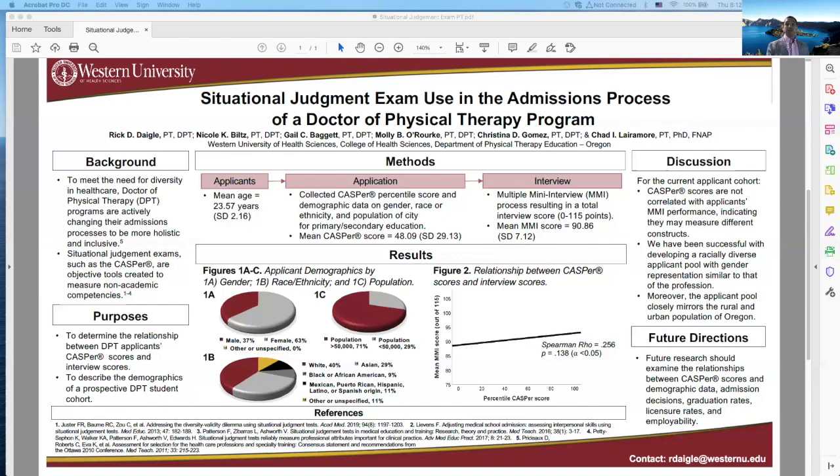29% of our applicants self-reported receiving primary or secondary education in a rural community, which is similar to Oregon, where a third of the population lives in a rural area. As a collective group, the researchers on this project have determined that future research should examine the relationship between CASPER scores and demographic data, admissions decisions, graduation rates, licensure rates, and employability.